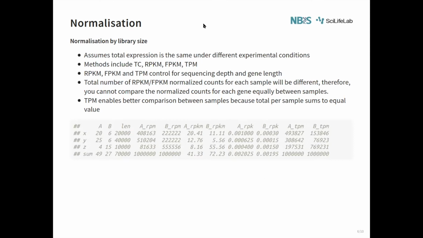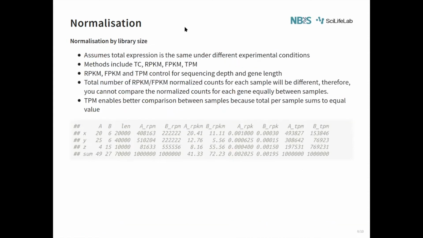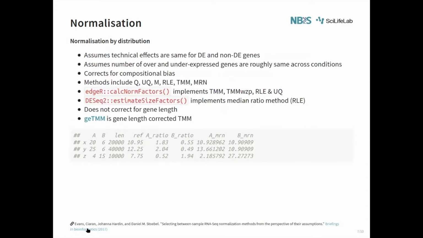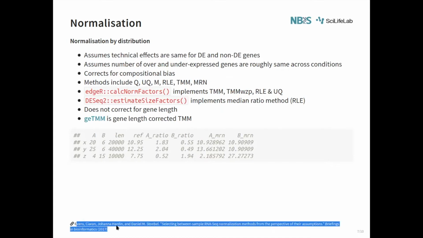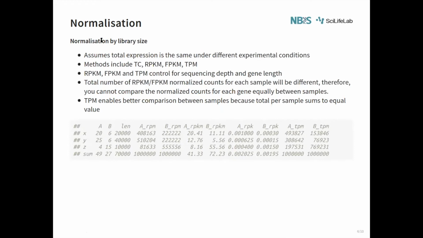Yeah, a bit more about normalization and some more details. In this slide and the next two slides, I'm grouping the different normalization methods. This is based on this paper, so you're welcome to go and look it up if you feel like it. In this paper, they have tried to group different strategies based on their assumptions. One of these groupings is normalization by library size. So here, the primary factor that you're controlling for is the library size.